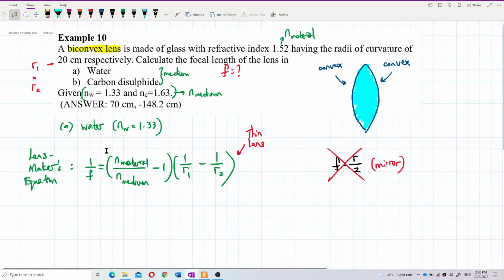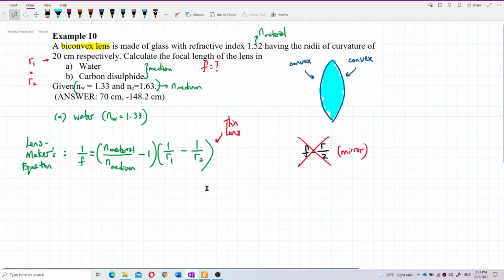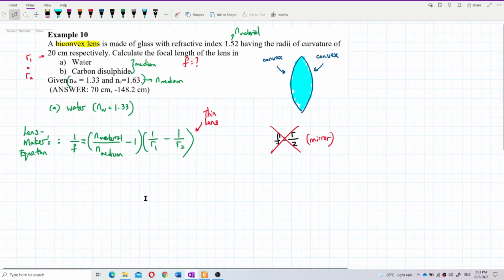Okay, so right now we need to know whether R1 and R2 are positive or negative. For that you need to draw a ray diagram. Let's determine together. Okay, I draw the ray diagram over here, a simple ray diagram, not a complicated one.